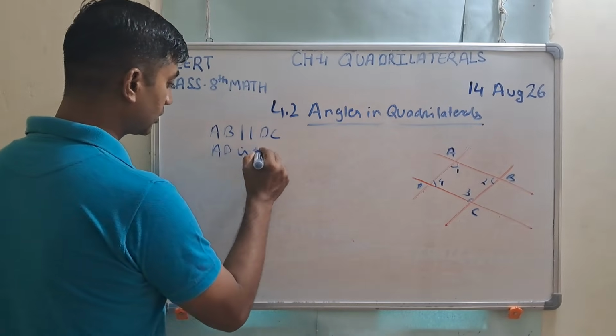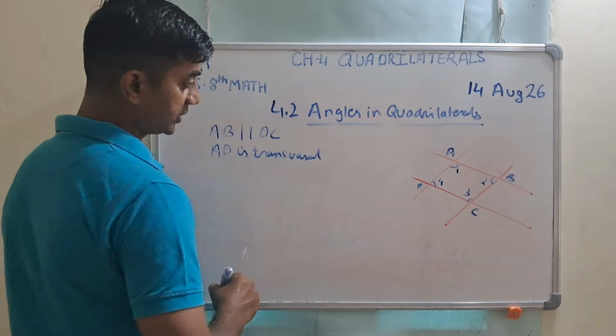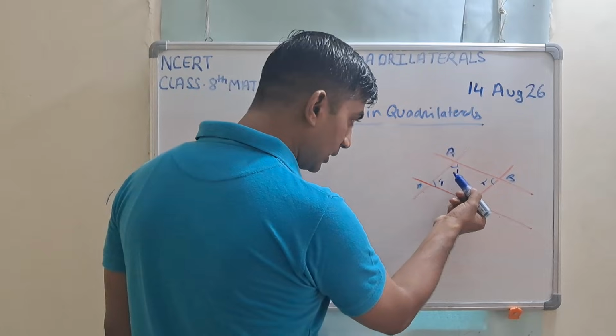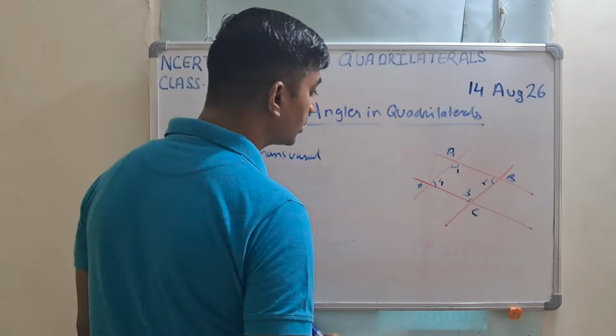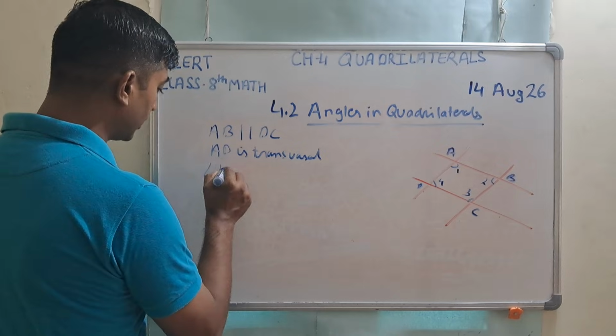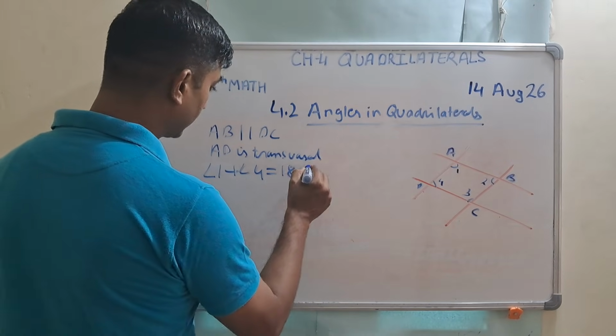AD is transversal. What does it mean? The sum of the internal angles is 180 degree, means angle 1 plus angle 4 is equal to 180 degree. Understood?